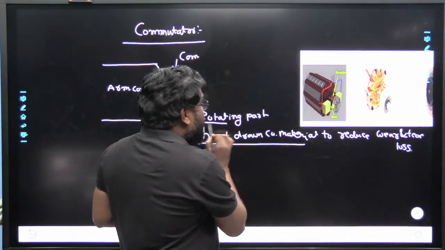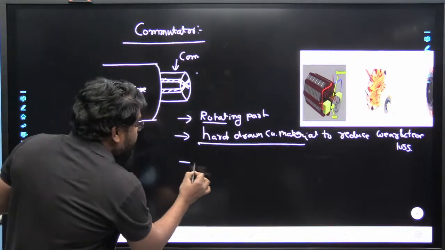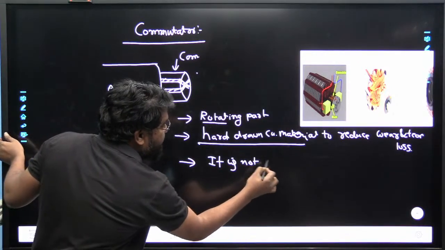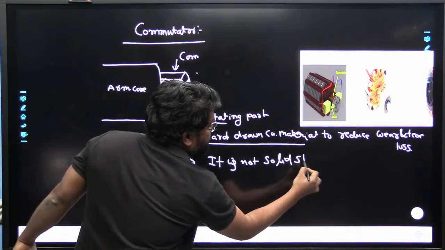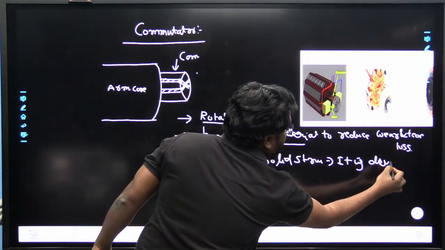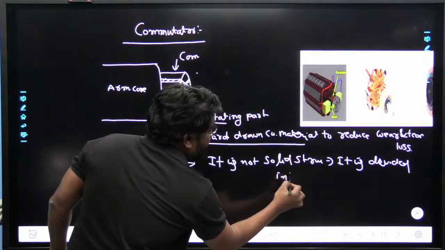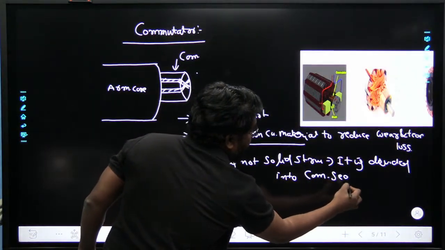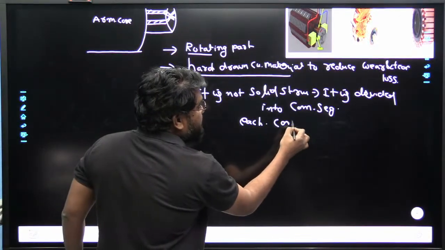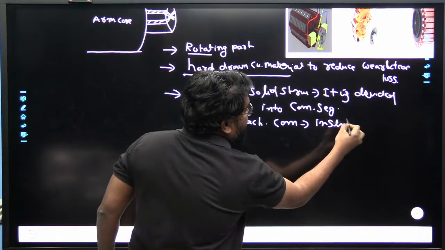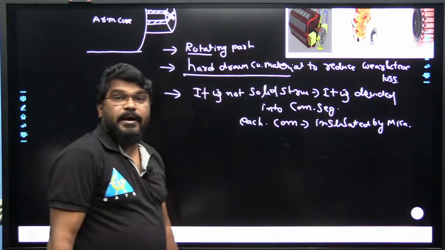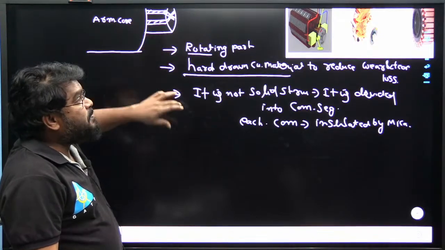Next, it is a rotating part of the machine, and it is not a solid structure. It is divided into commutator segments. Each commutator segment is insulated by mica insulation. Sometimes we have a question about which type of insulation is used.